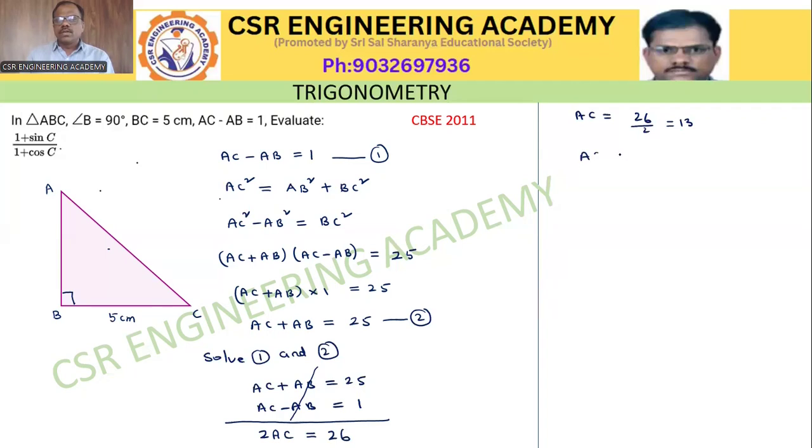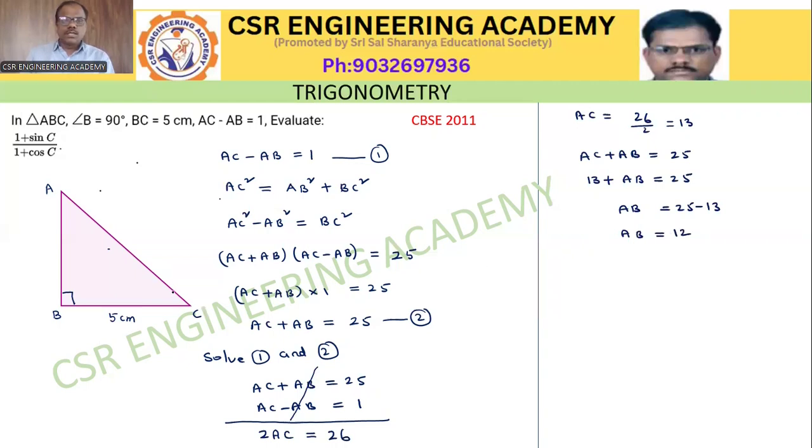AC plus AB is equal to 25. AC is equal to 13, so 13 plus AB is equal to 25. AB is equal to 25 minus 13. AB is equal to 12.